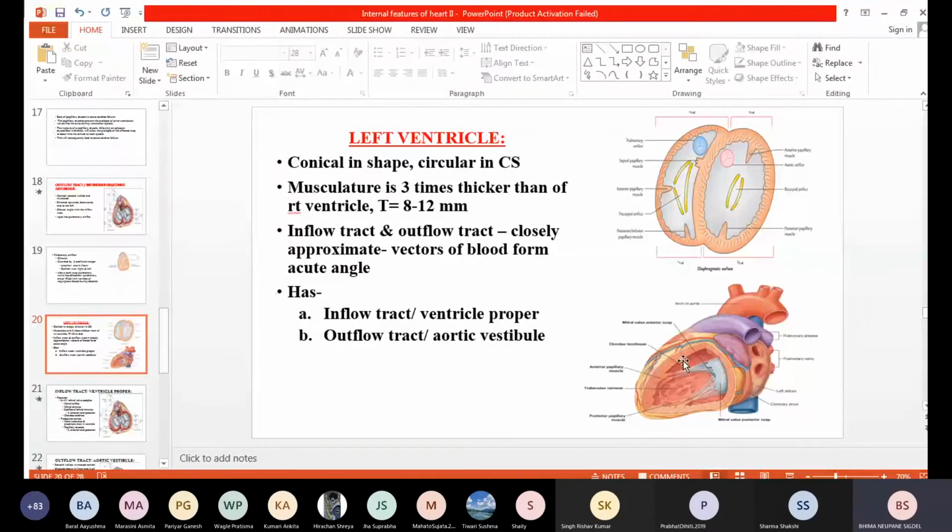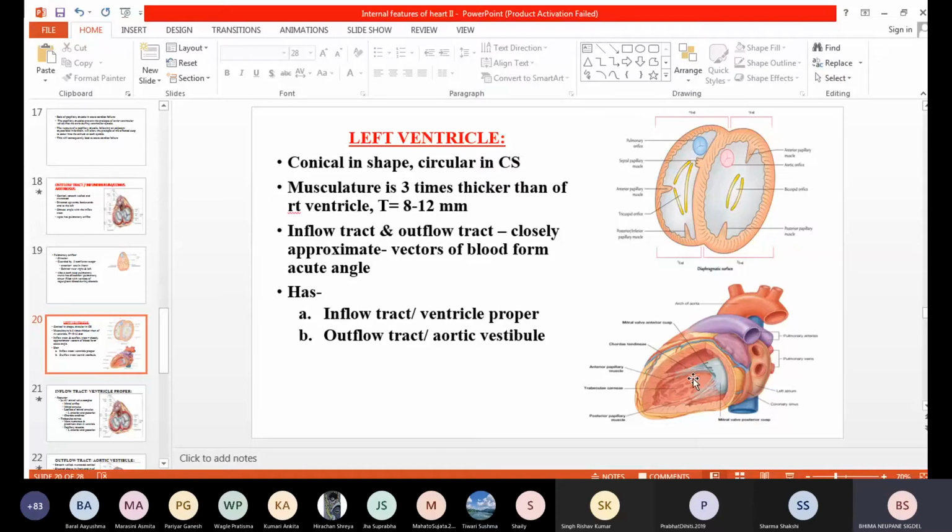Now moving towards the parts of the left ventricle. Similar to the right ventricle, it also has an inflow tract, also known as the ventricular proper. The only difference is in the outflow tract, which is known as the aortic vestibule. The outflow tract in the right ventricle is the infundibulum, whereas the outflow tract in the left ventricle is the aortic vestibule. The inflow tract is the same, known as the ventricular proper.